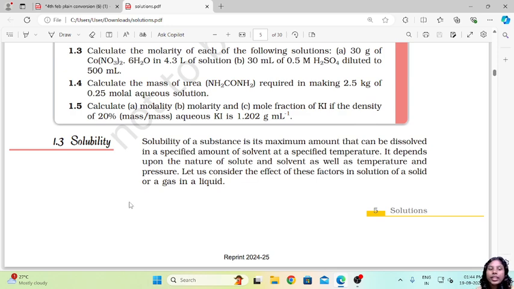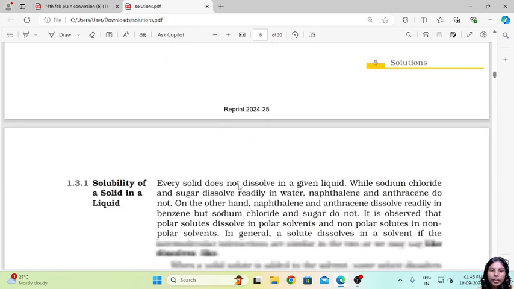So it depends upon the nature of the solute and the solvent as well as the temperature and the pressure. So solubility depends on four factors. First is the nature of solute, then the nature of solvent, then the temperature, and lastly the pressure. Now let us consider the effect of these factors in the solution of a solid or a gas in liquid.